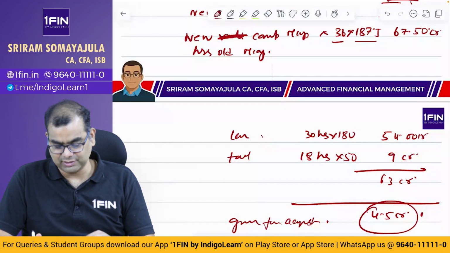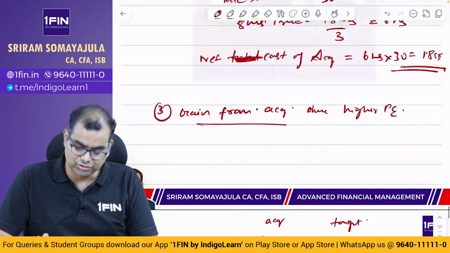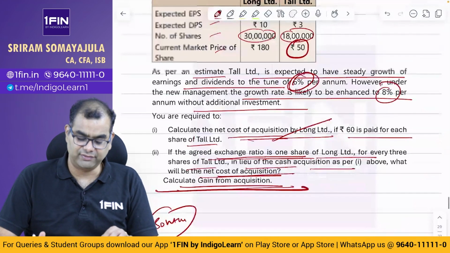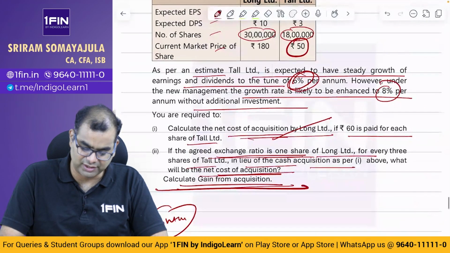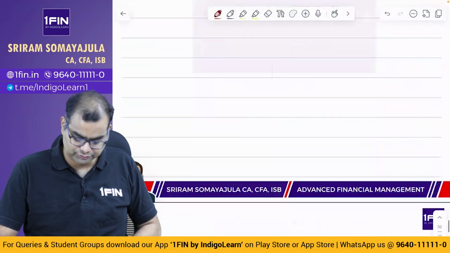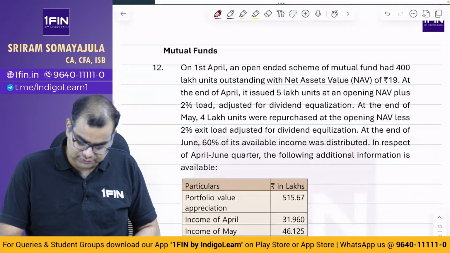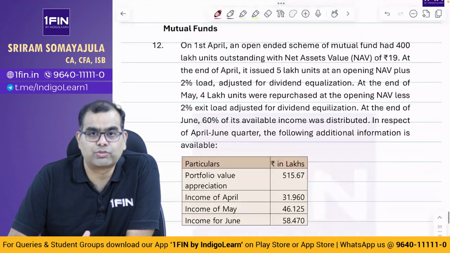Now this again is a slightly weird thing. Wherever you use the 6%, 8%, we have not used. They have given some alternative solution in which they have used it, but I don't fully subscribe to that. Let us go to the next problem. Mutual funds. Okay, now let us go to the next question.